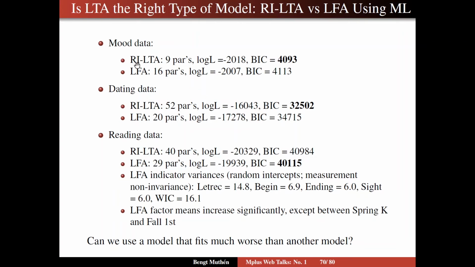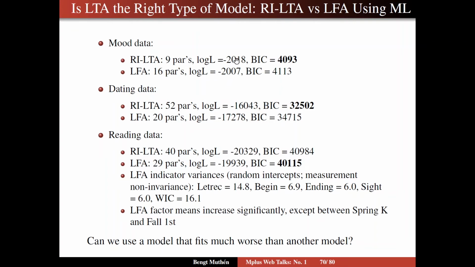So for the mu data, RI-LTA has 9 parameters, and this log likelihood and this BIC value. For the factor analysis, so no mixtures, we have 16 parameters, 7 more parameters. The log likelihood is a little bit better.